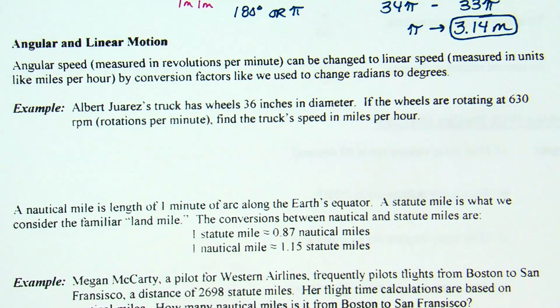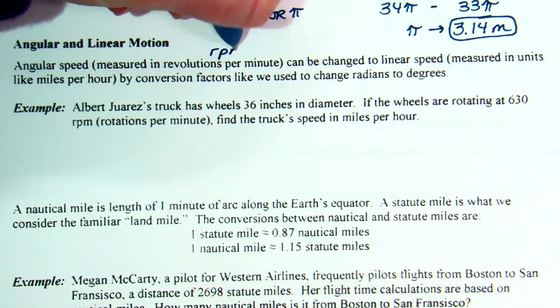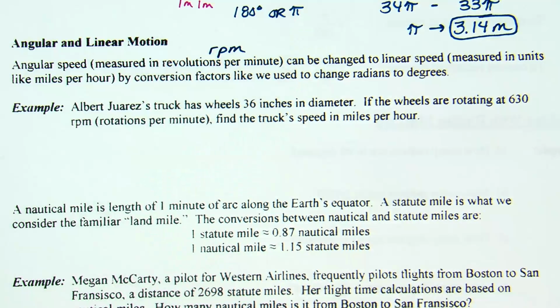Angular speed is measured in revolutions per minute, or what you have probably heard of as RPMs. You might have an RPM dial in your car. You might not. Revolutions per minute can be changed to linear speed, measured in miles per hour, using conversion factors like we use to change radians to degrees. Remember when you're changing radians to degrees, pi and 180 are equal to each other. So when you multiply by pi over 180, or 180 over pi, you're multiplying by 1.